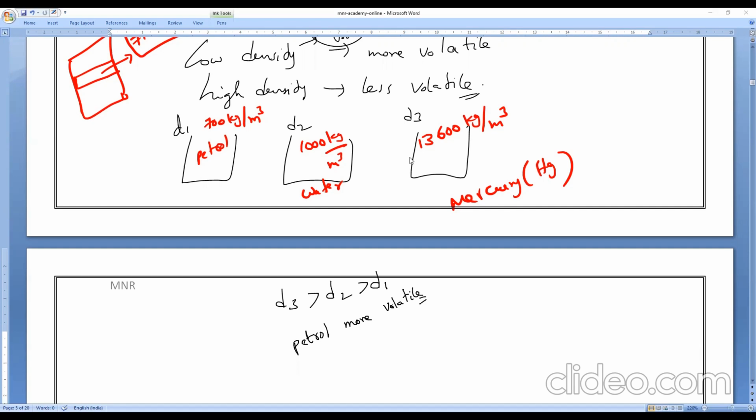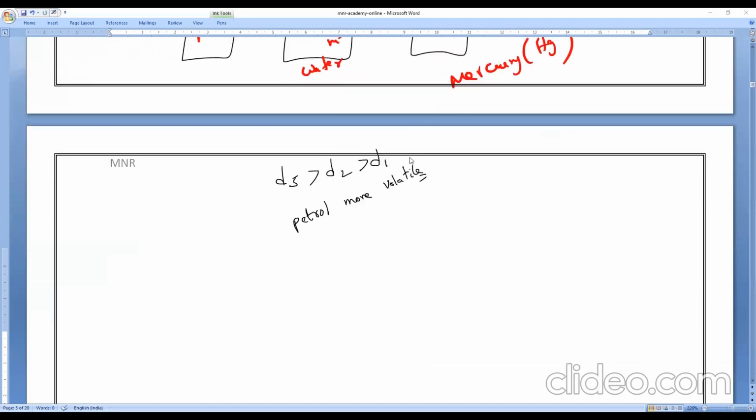How many of you understand this one? Everybody clear? Volatility means, if I say the density of a substance is low, it is easily converting into gaseous state or not? The density of a substance is low, so it will be converting into vapor state easily or not? Yes, sir. It will easily convert.